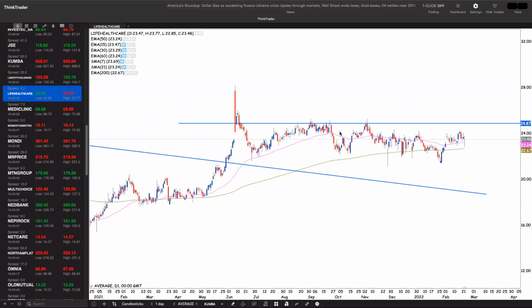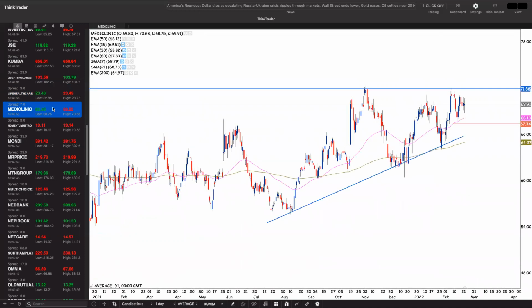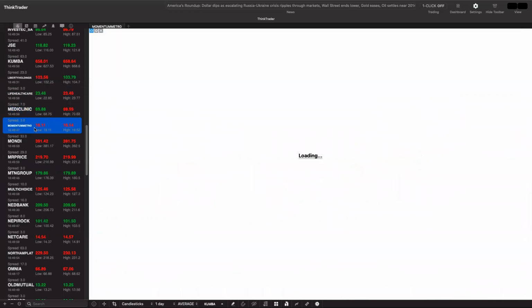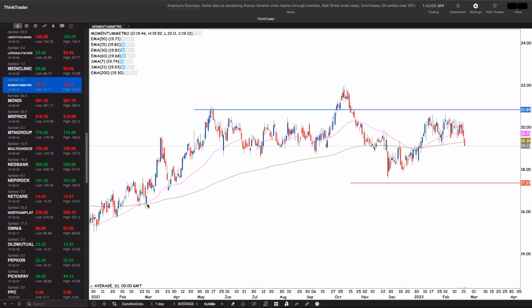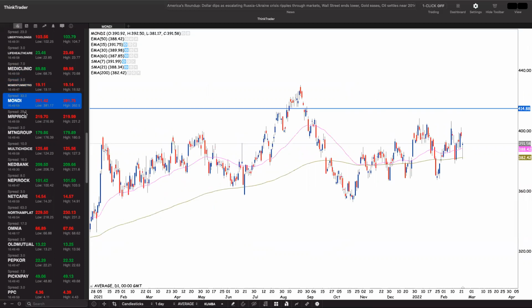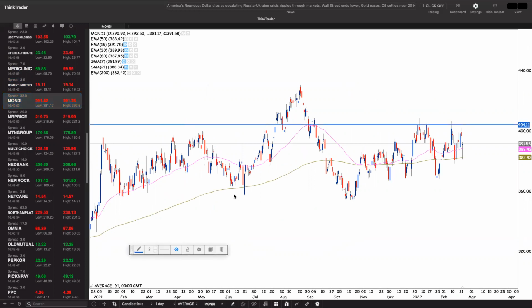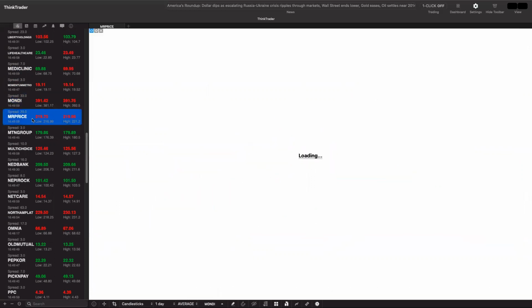Life of Care, waiting for 2580. Some of these charts you don't spend too much time on. You just watch. The level you're watching is not hit, and you're a fair distance away. So 180 is a fair distance away, so I move on. Momentum Metro. I did catch that nice thing here, about 2 or 3% profit, but it's been dead wood since. I'm going to wait for it to come back above 20. Monday, not looking too badly, but I'm going to wait for it to come back above 442 in order to start entertaining it.